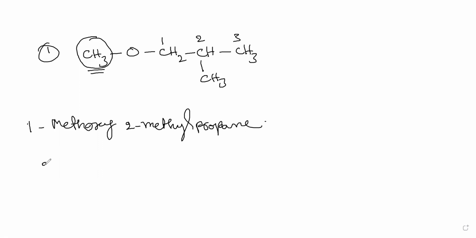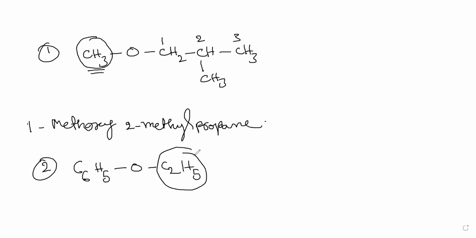Another example: C6H5O C2H5. Out of these two, C2H5 is the smaller one. So we'll write ethoxy benzene. Ethoxy benzene.